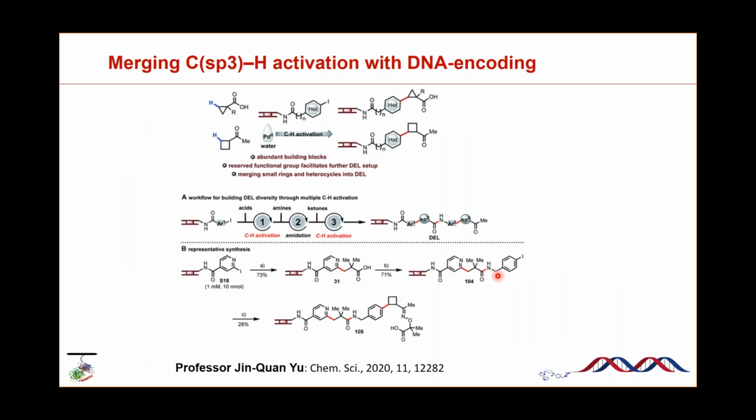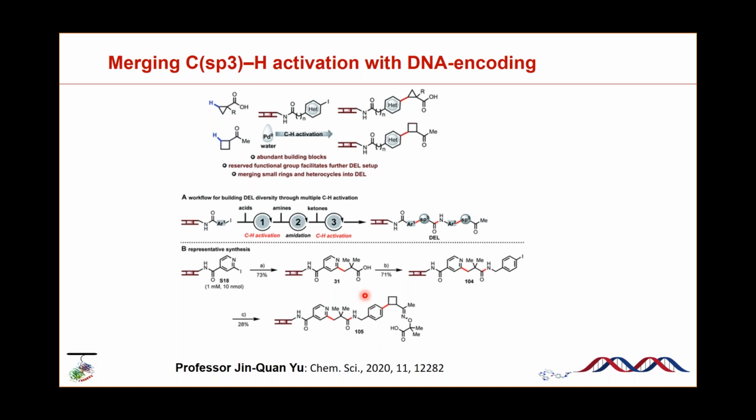And the previous work we have done is for the SP2 feature activation, by Professor Jin-Quan Yu and the Scripps Research group. The Scripps group have done this using SP3 and their own chemistry, and they have elegantly demonstrated that this SP3 C-H activation could happen with the DNA, and they have designed this type of incompatible synthetic route to achieve the successful collaboration there.